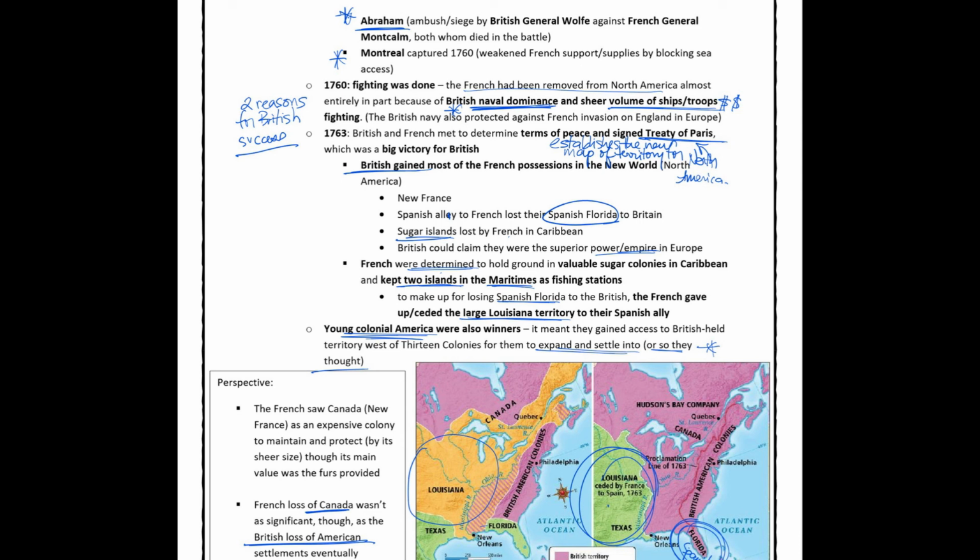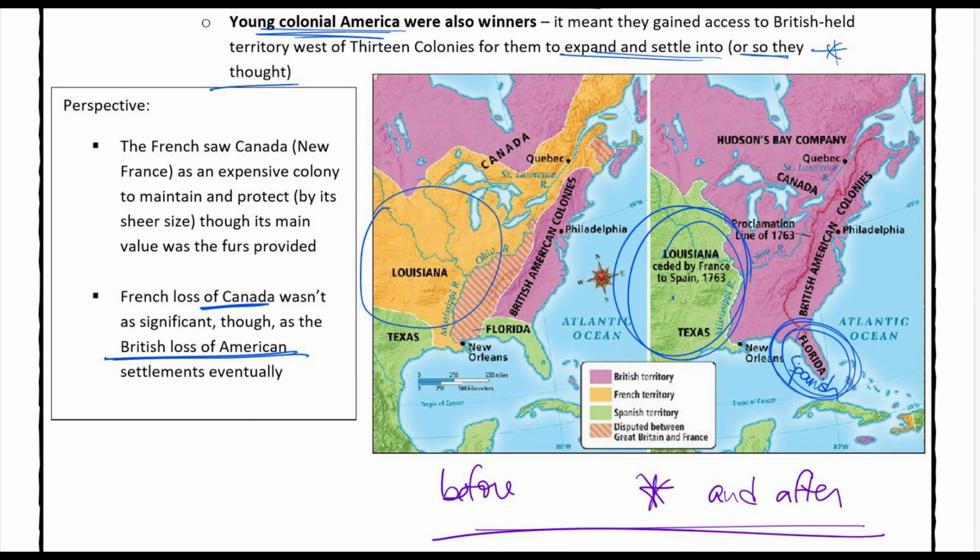And it's important to point out that another part of the winning group here were the young future Americans. They kept their 13 colonies. They now had greater territory that they could settle into, or so they thought. And this is important.